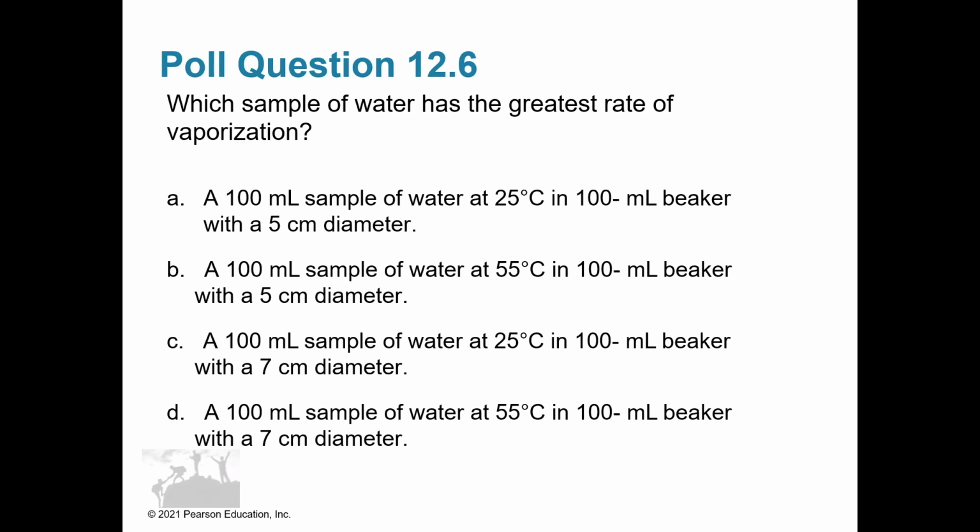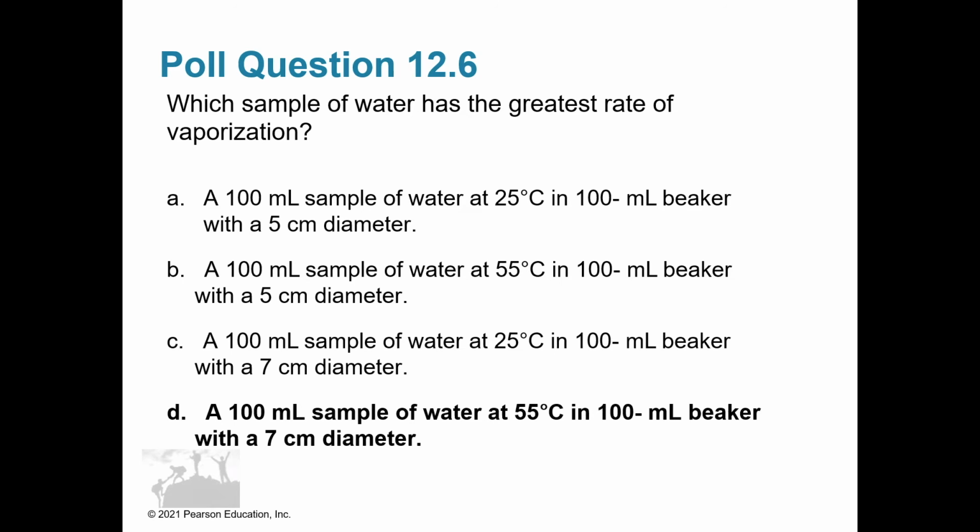Let's check for understanding. Out of these four options, which one has the greatest rate of vaporization? Pause the video so that you could read the four options very carefully. Pick your choice, and when you're ready for the answer, click play. Okay, so the answer here is letter D.